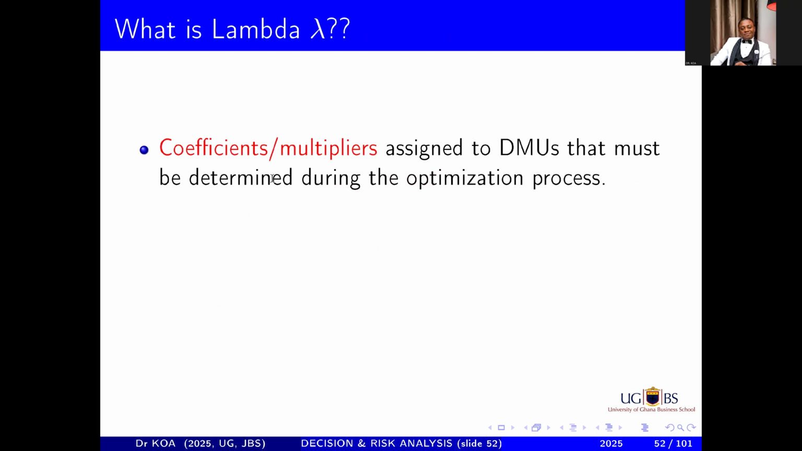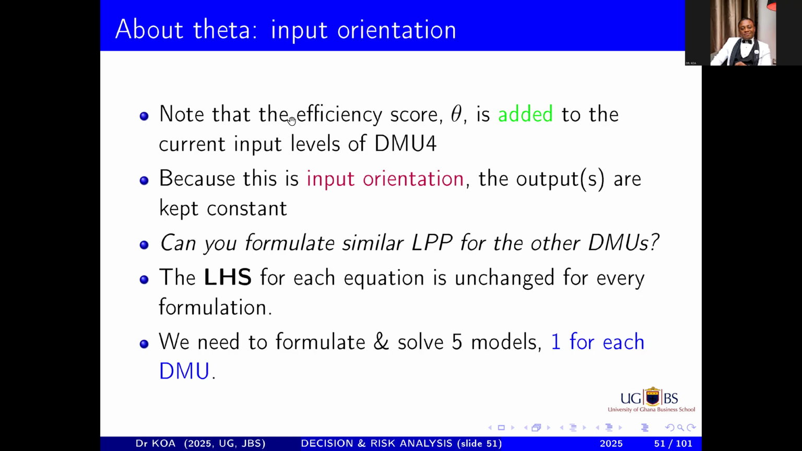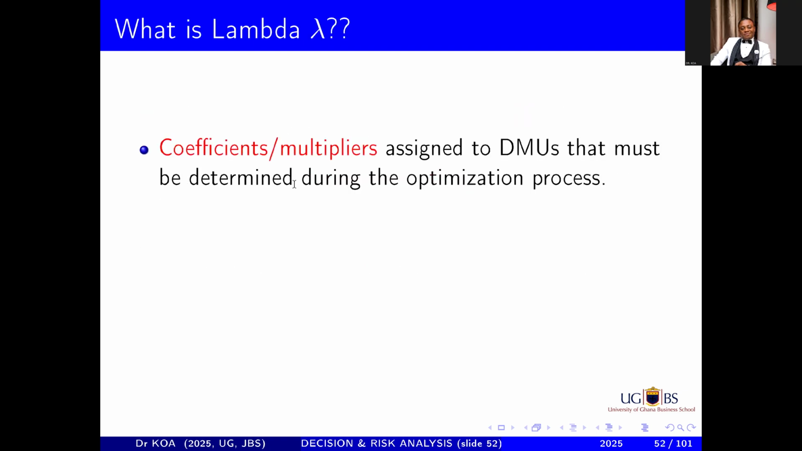Now, what is the lambda about? Let's get a little bit deeper into this lambda. What is a lambda about? We've said before that the lambdas are the coefficients. They are the multipliers. They are the importance you are assigning to a DMU. So at the time I was formulating for DMU4, I have a lambda I am assigning.